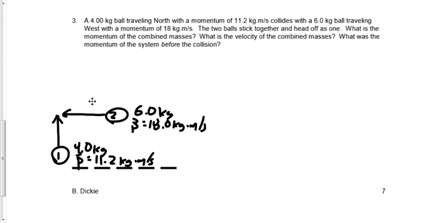Now, where do you think that wreckage, for lack of a better term, is going to go after 1 and 2 collide and stick together? Ballpark. Don't give me an angle here, but ballpark. Yeah, it's going to go this way. We know because there's a momentum to the west, we're going to have a momentum to the west afterwards. If there's a momentum north before, we're going to have a momentum north after.